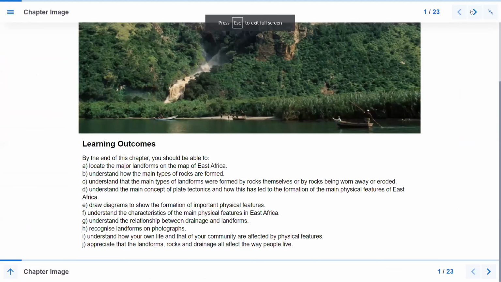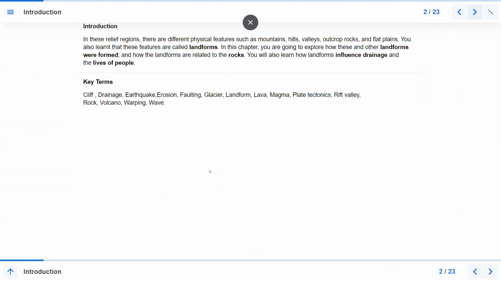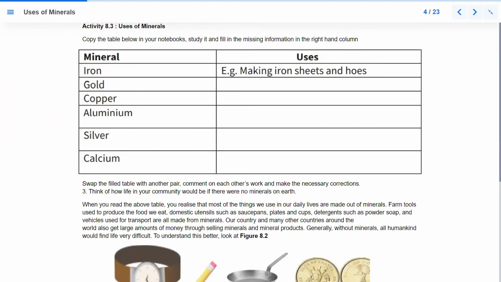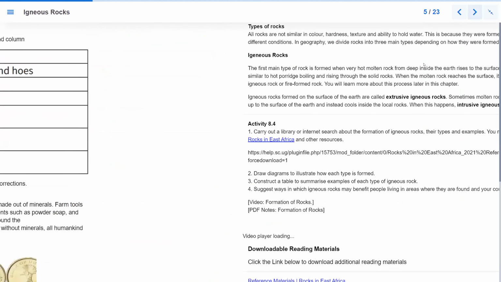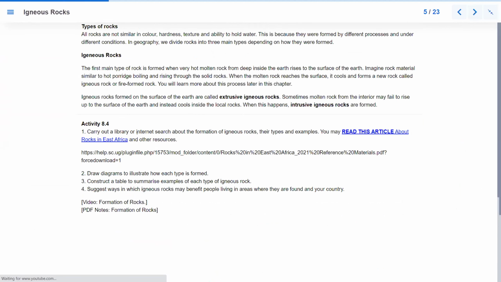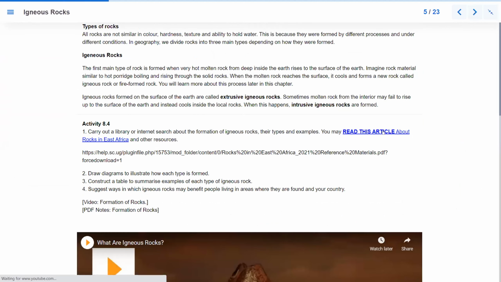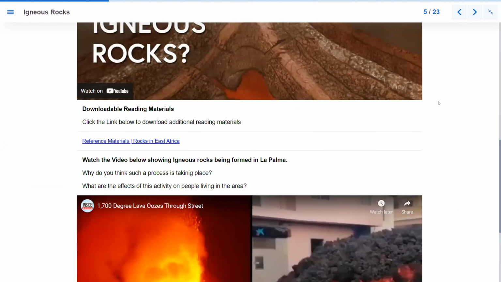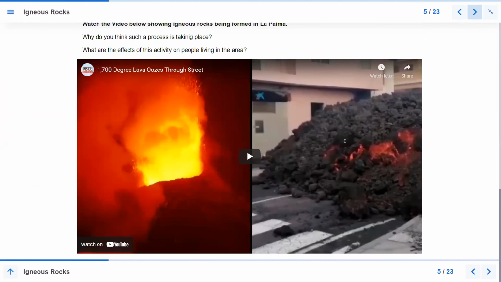This is what we did last time. We talked about the different kinds of rocks and how they are formed. We talked about the importance of minerals. We talked about different activities. Then I said you can click and download the notes on rocks. You can watch the video. This one we saw the other day, the information of the features, the rocks, etc.